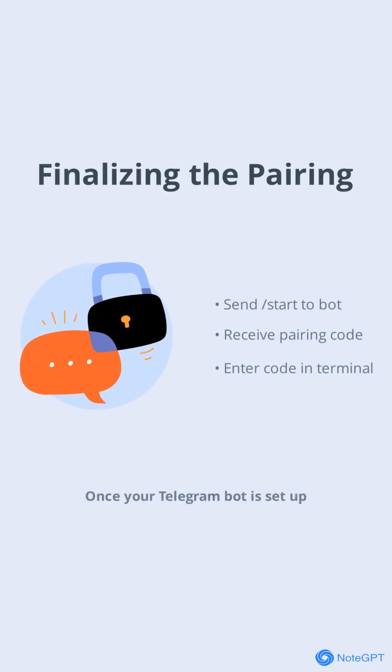Once your Telegram bot is set up, it's time to pair it with OpenClaw. Simply send the start command to your new bot in Telegram. The bot will respond with a pairing code, which you'll enter back into your terminal. This final step securely links your AI agent to your Telegram account, enabling real-time communication. After pairing, your AI employee is officially online and ready to assist you around the clock. This seamless integration ensures you're always connected to your digital partner.